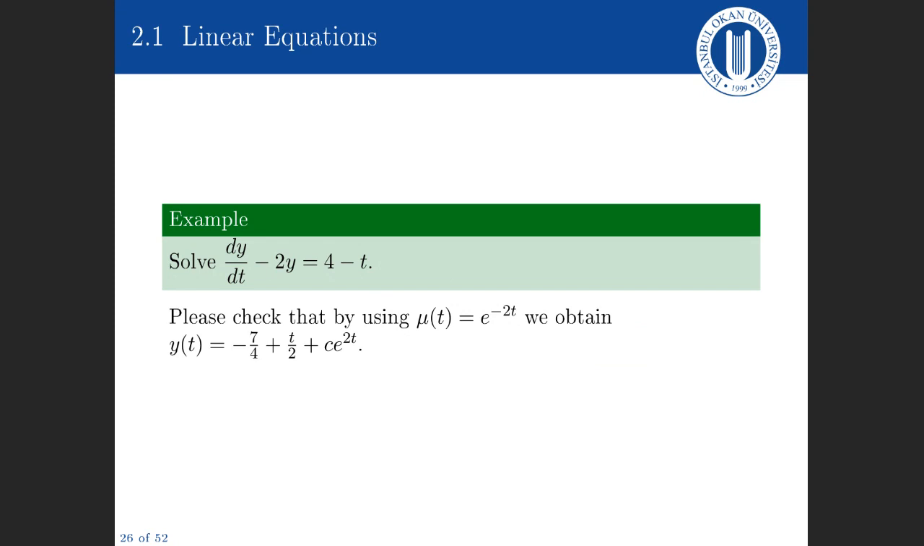Next example I'm leaving for you to do. Solve dy/dt minus 2y is equal to 4 minus t. If you re-watch this, or if you're reading the lecture notes, pause the video or get a bit of scrap paper and solve this problem and just check that the answer is minus 7 over 4 plus t over 2 plus c e to the power 2t.